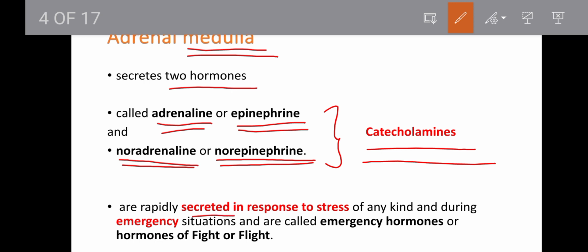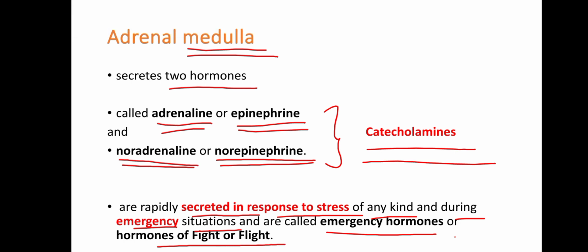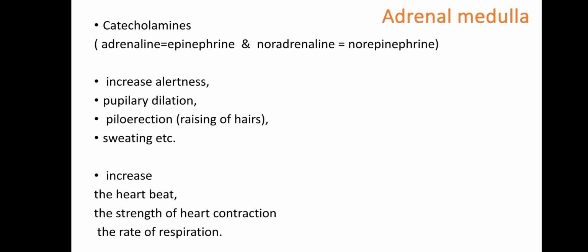Catecholamines are rapidly secreted in response to stress of any kind and during emergency situations and are called emergency hormones or hormones of fight or flight. Catecholamines are adrenaline and noradrenaline. Adrenaline is also known as epinephrine. Noradrenaline is also known as norepinephrine.